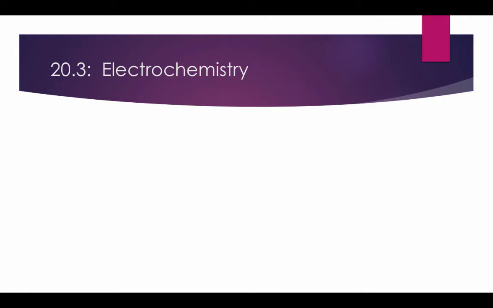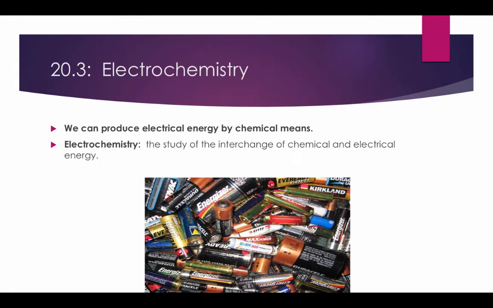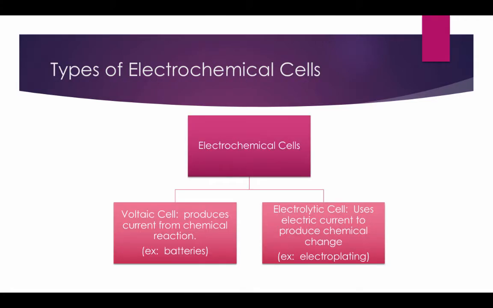Before we dive into voltaic cells, let's take a second to look at the big picture. It turns out that we can use chemical reactions to produce electrical energy. The study of the interchange between chemical and electrical energy is known as electrochemistry. Within the field of electrochemistry, there are two types of electrochemical cells we'll be looking at in this unit.